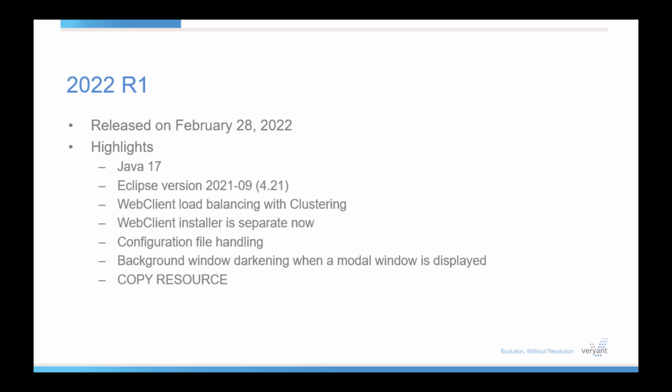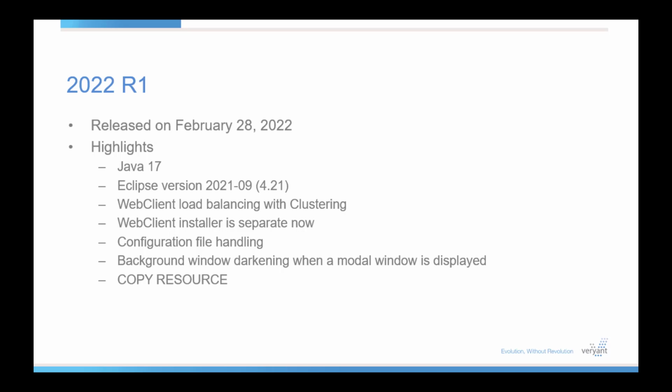The IDE's Eclipse base version has been updated. Load balancing was added to the web client, and it's been separated into its own installation. There are new ways to handle configuration files. The parent window will darken when a modal window needs the user's attention. And copy resource has been implemented to include font and bitmaps inside of your class instead of distributing them separately.